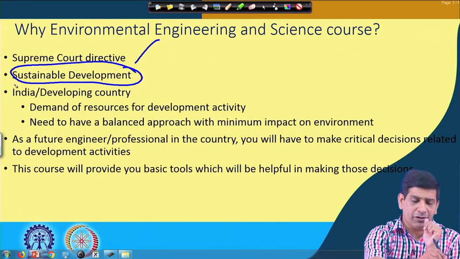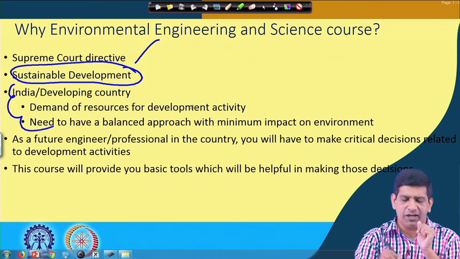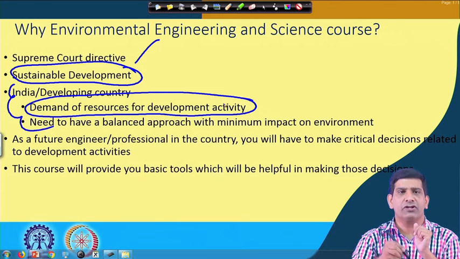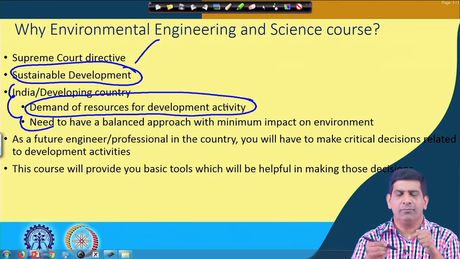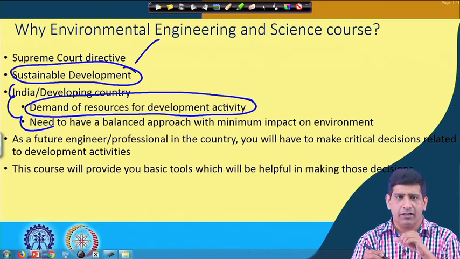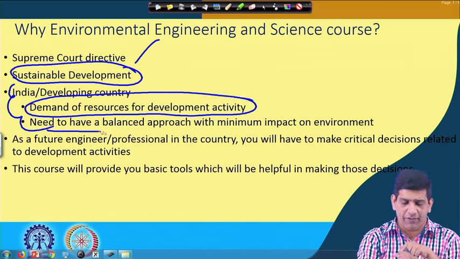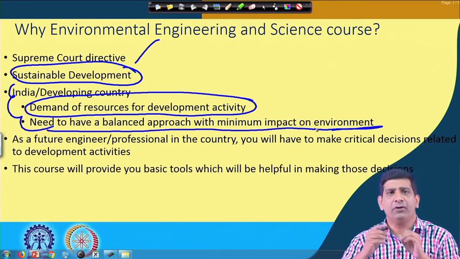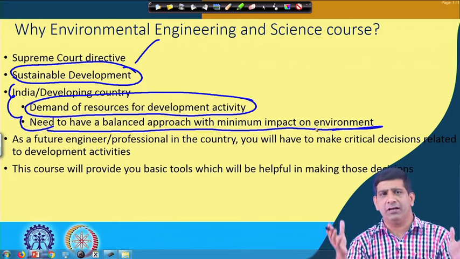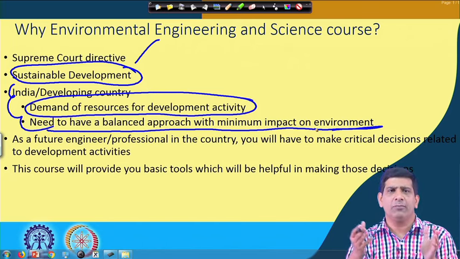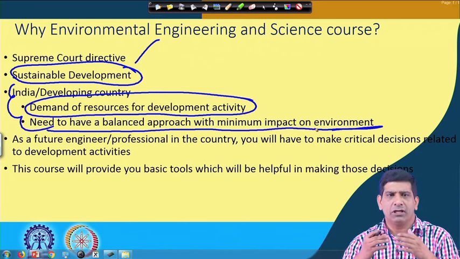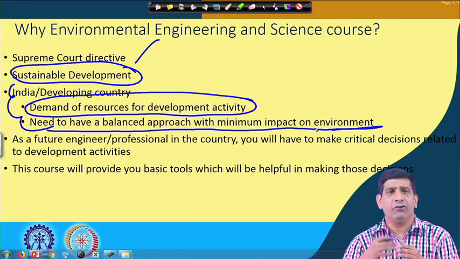India being a developing country, as with many developing countries, we have a huge demand for resources. We have to make a lot of development, we have a lot of construction, a lot of things have to come up. So there is a demand for development activities, and we need to have a balanced approach with minimum impact on the environment. Because if you have huge GDP numbers, and a country's economy is growing, but we don't have clean water, you cannot claim great progress.